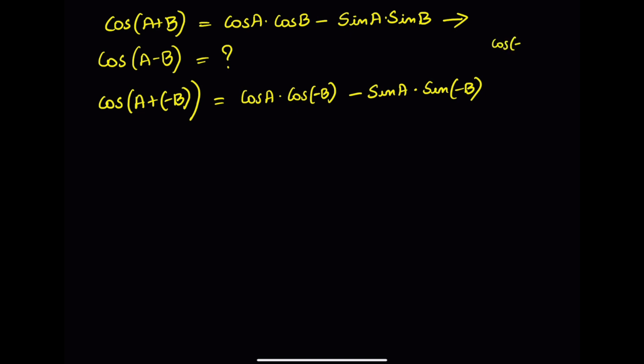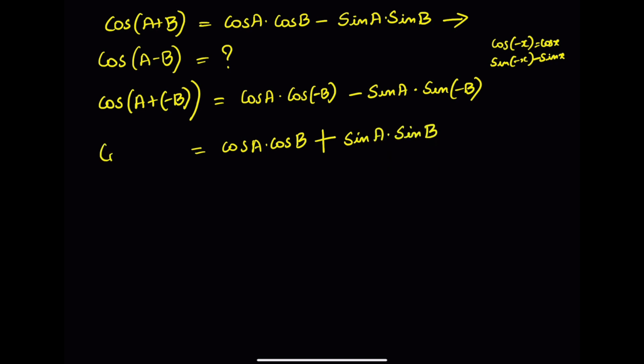Now we know that cos of minus x is cos x, but sin of minus x is minus sin x. So we are going to apply that here. So this will be cos a cos b, the negative sign goes away, and here sin of minus b changes to minus sin b, and this changes to a positive value. So this will be plus sin a sin b. So cos of a minus b is cos a cos b plus sin a sin b.